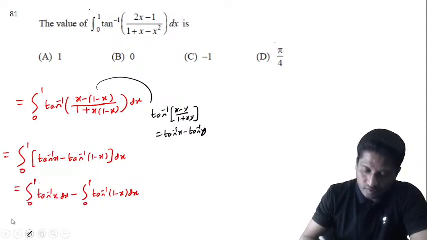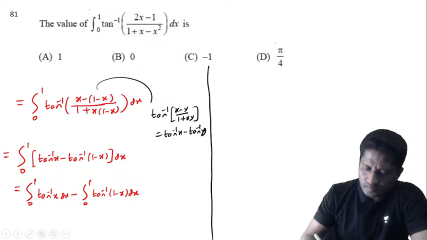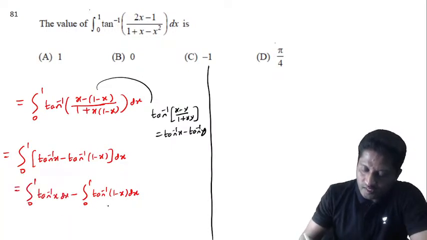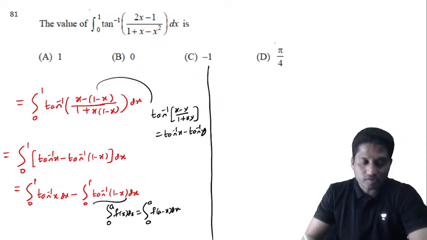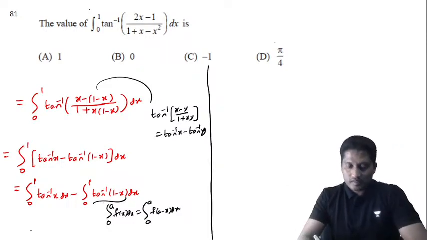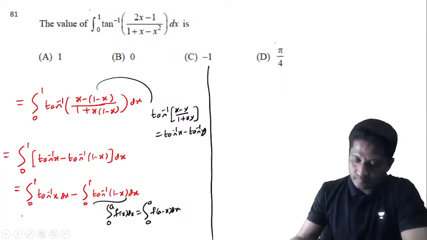Okay, now if I use the property, for this I'll use the property integral 0 to a f of x dx is equal to integral 0 to a f of a minus x dx. The second one, I'll use the King's property for the second integral. It's an NCERT MCQ only.